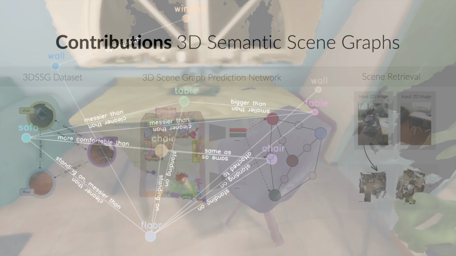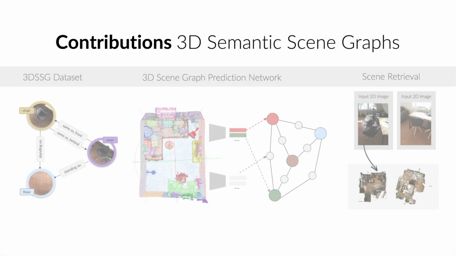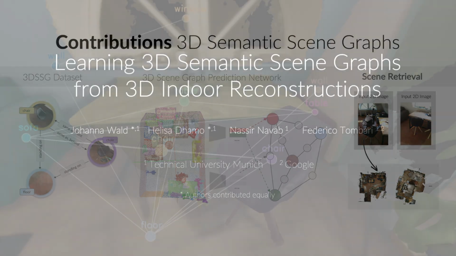To summarize, the contribution of this work is threefold. We introduce 3D SSG, a large-scale semantic scene graph dataset. We propose the first learned method that predicts a semantic scene graph from a 3D point cloud. And we show how graphs can be used in a cross-domain retrieval task to bridge the domain gap between 2D and 3D, opening doors for new applications such as text and 3D retrieval or visual question answering.